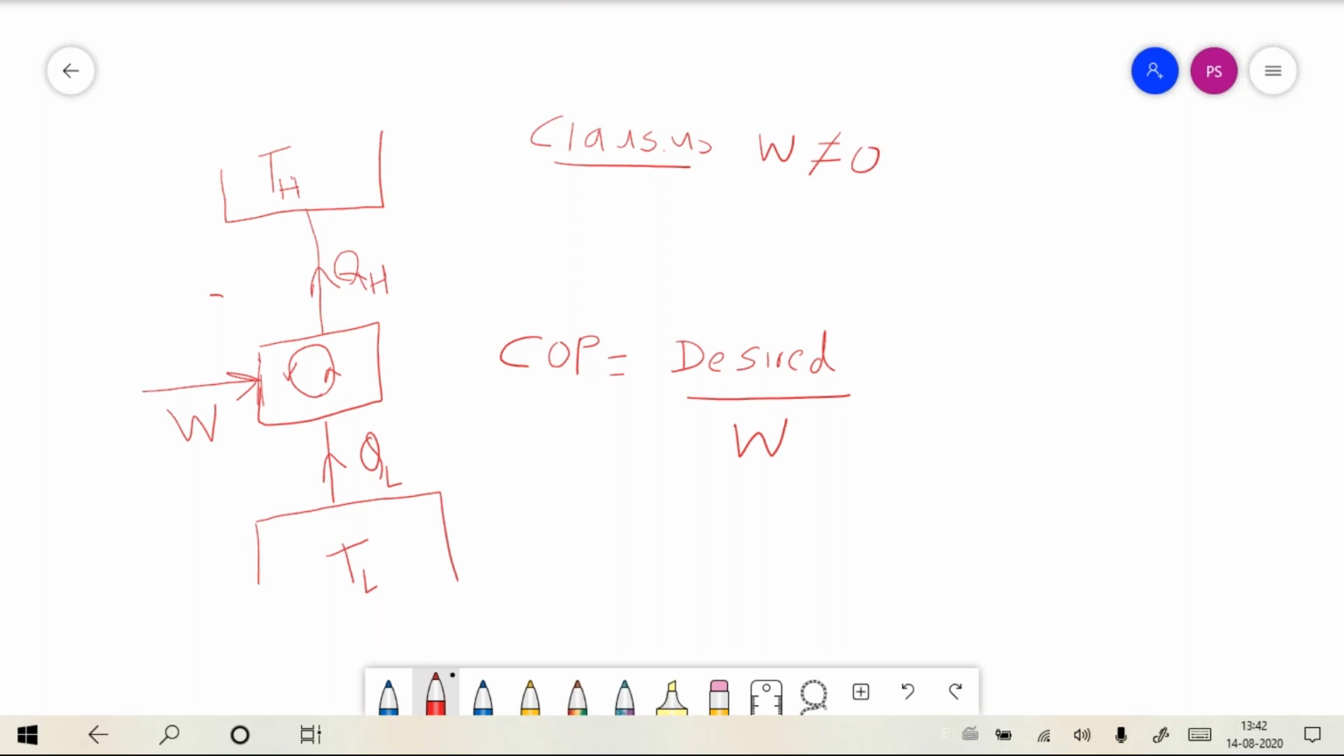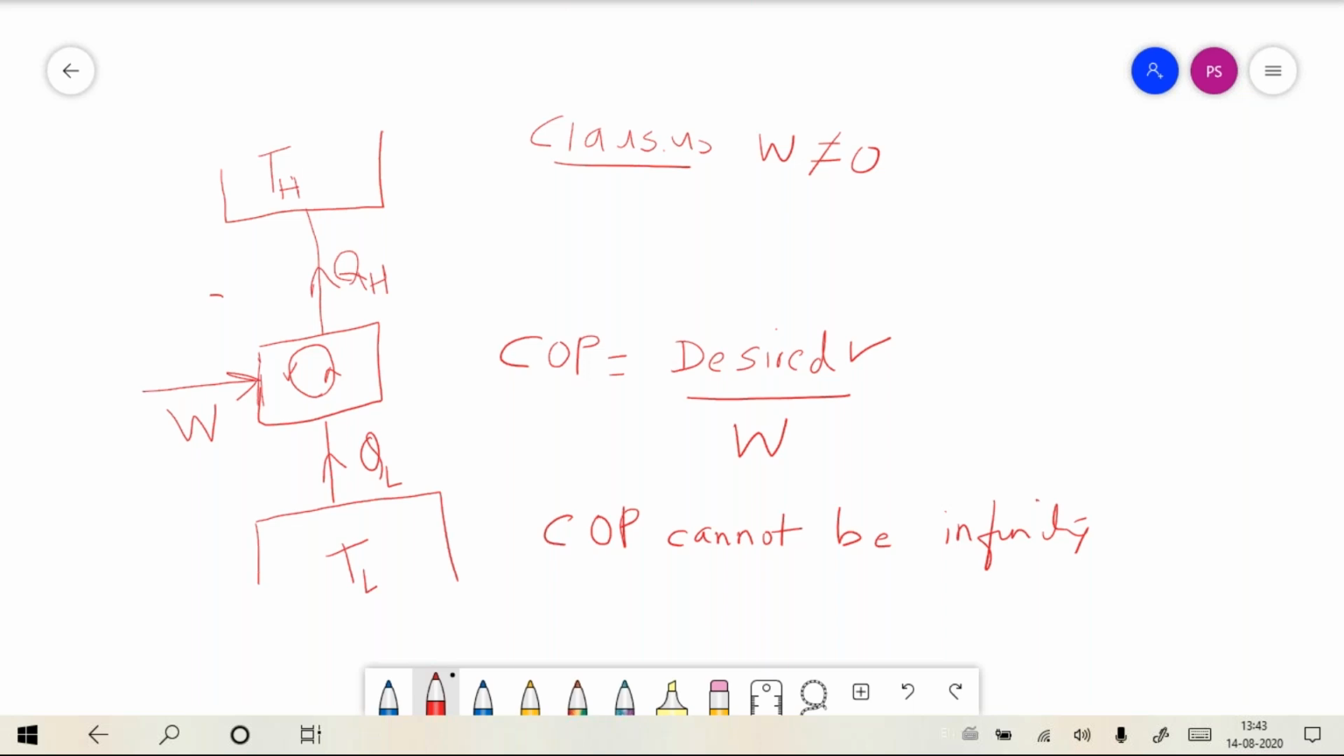So what he is saying is that COP cannot be infinity. If this cannot be zero, that means COP cannot be infinity. Okay, then what should be the value of COP? So the value of COP would depend upon what is this desired effect, and to achieve this desired effect, how much work has to be supplied.